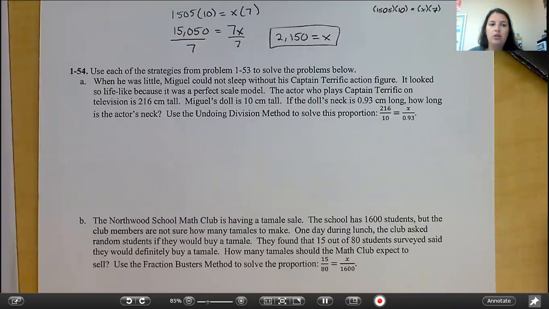So 154, use each of the strategies from problems 153 to solve the problems below. When he was little, Miguel could not sleep without his Captain Terrific action figure. It looked so lifelike because it was a perfect scale model. The actor who plays Captain Terrific on television is 216 centimeters tall. Miguel's doll is 10 centimeters tall. If the doll's neck is 9,300 centimeters long, how long is the actor's neck? Use the undoing division method to solve this proportion. So it wants you to use undoing division. Go ahead and try.